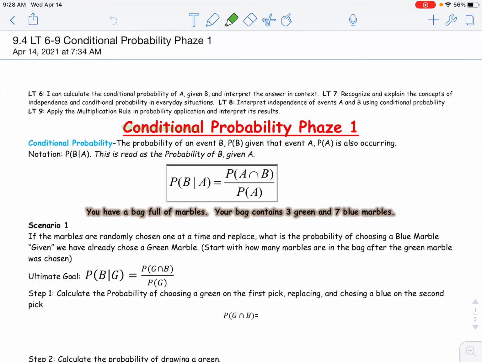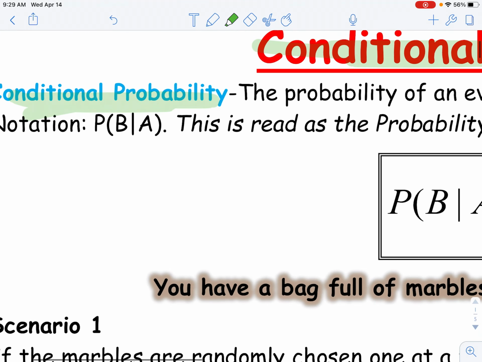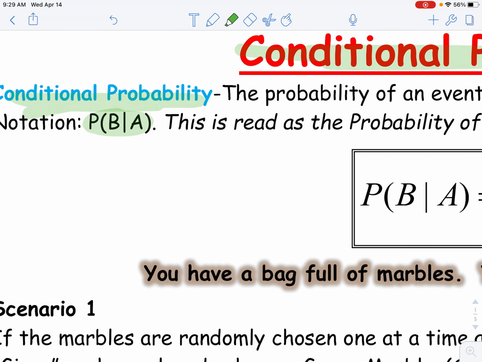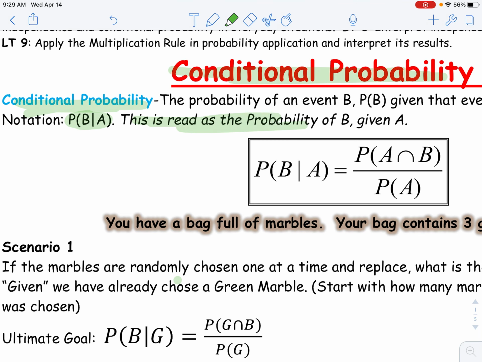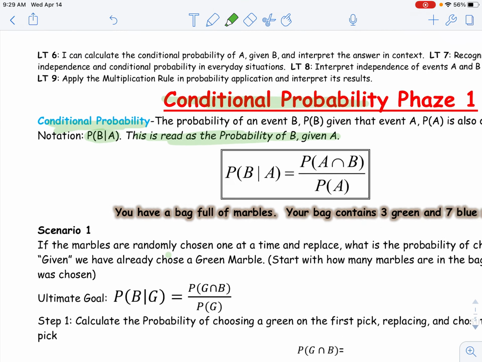All right, students, so we're going to be doing conditional probability, and this is where we're really going to emphasize the word "given." We're going to spend 2 days on this. Conditional probability is the probability of event B given that event A is also occurring. This is the notation: probability of B given A, and that's exactly how you read it.